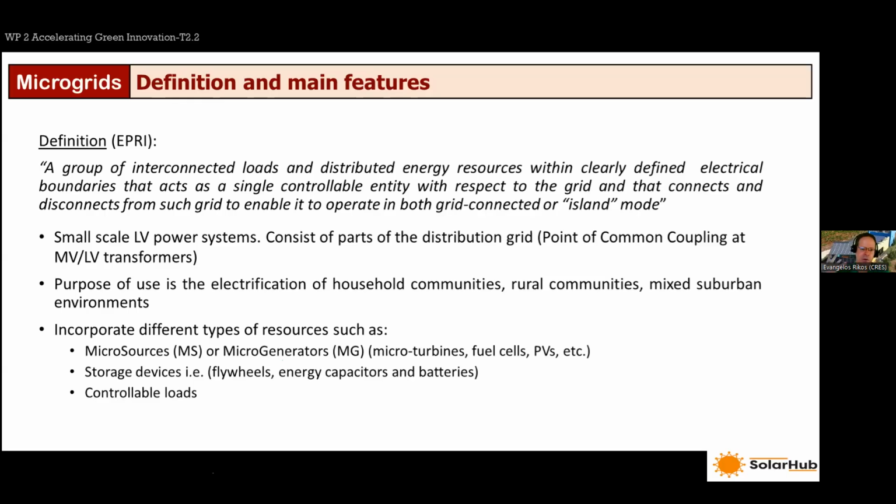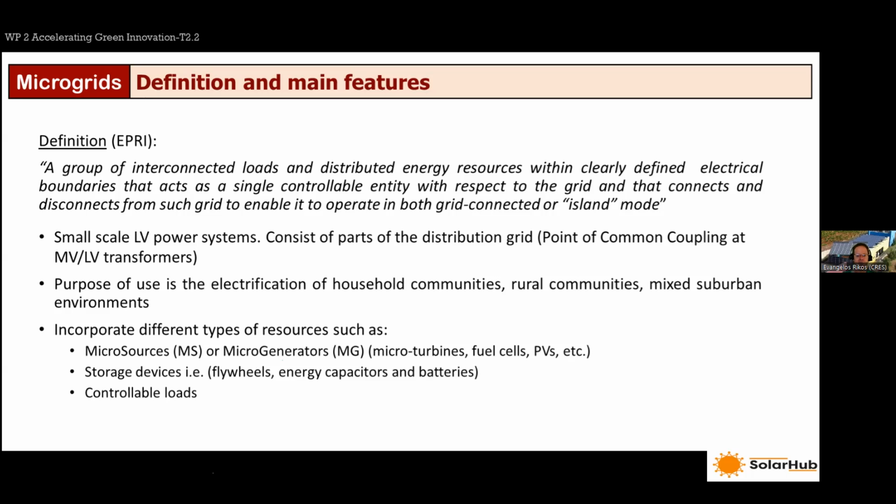We have, first of all, to see what a microgrid is and why it is so important to talk about them anyways. There is a specific definition. Let's start with this, provided by EPRI. A microgrid is a group of interconnected loads and distributed energy resources, which has some very clear electrical boundaries and acts as a single controllable entity.